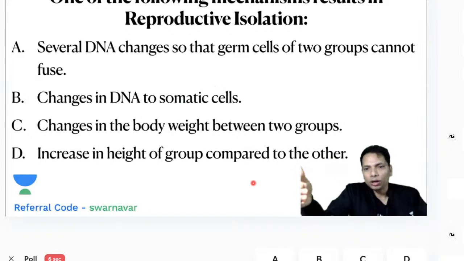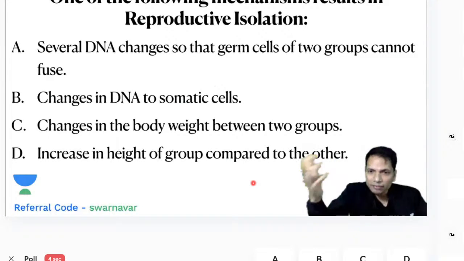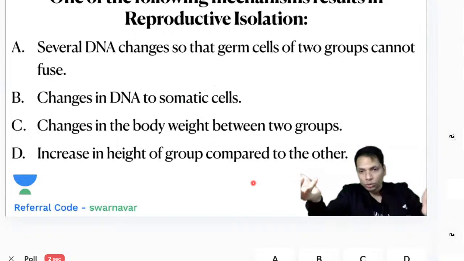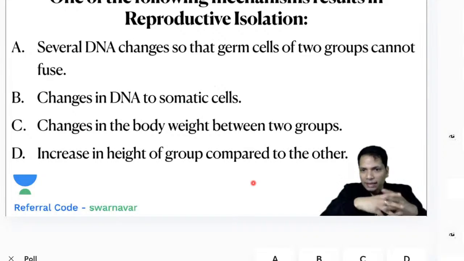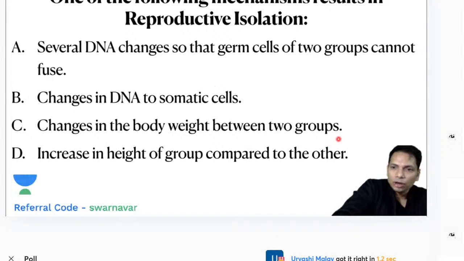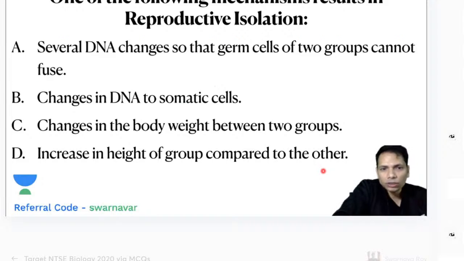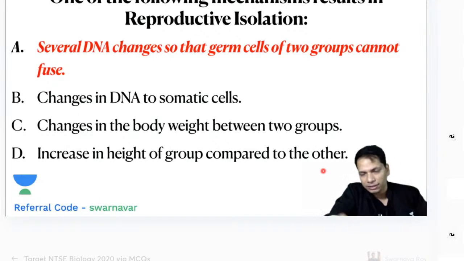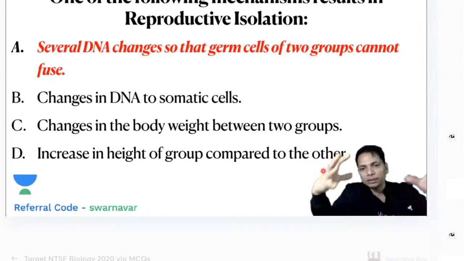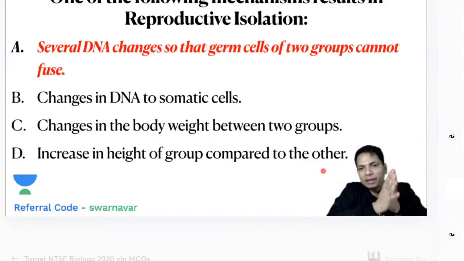For example, cat and dog. Cat and dog are reproductively isolated. They can never mate and can never give rise to a viable offspring. So what causes the reproductive isolation? Take tiger and lion. Why are they reproductively isolated? A tiger with a lion can never make babies, and if babies are born, that baby is a non-fertile, sterile baby.